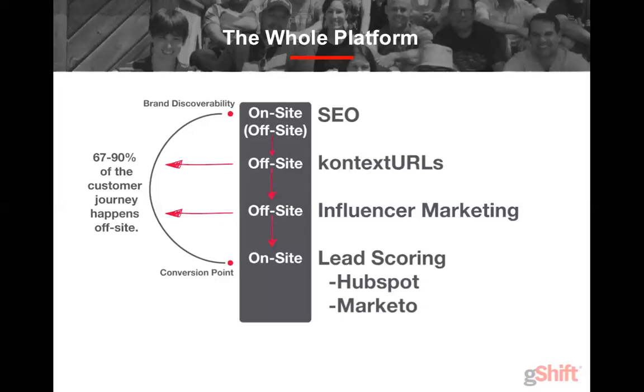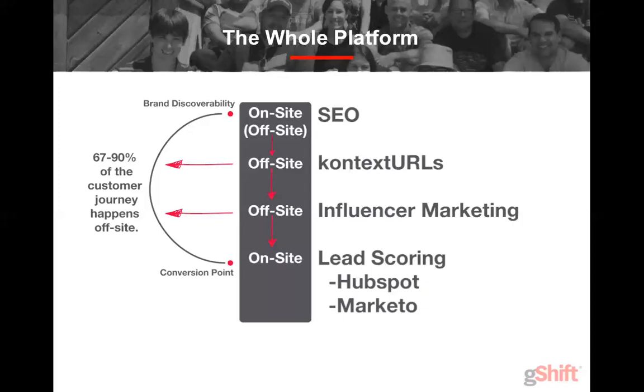That approach stems from a keyword, and it's all about optimizing groups of keywords for content. That really is SEO. And SEO exists in one of two places: on-site and off-site, and I'll get there in a minute. The customer journey starts with that brand discoverability. But the reality of the situation is that 67 to 90% of the customer journey is happening off of the website. And that's just a reality.